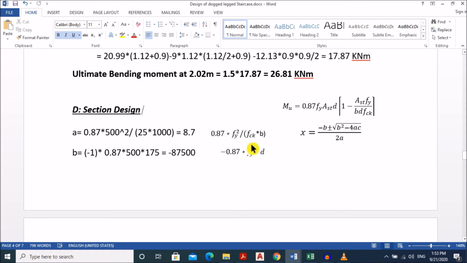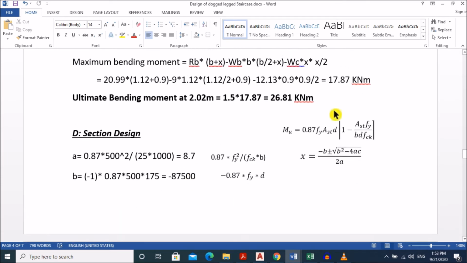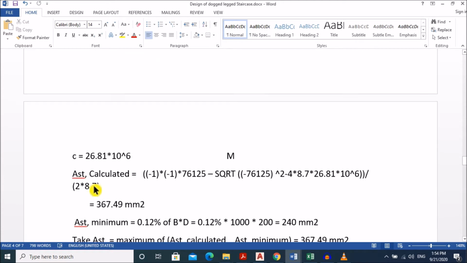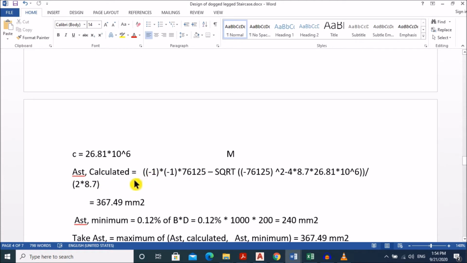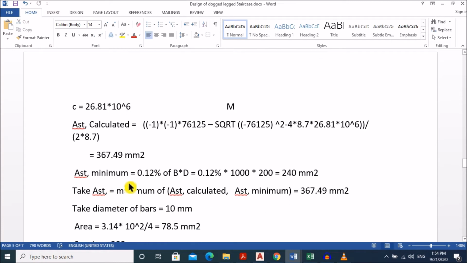0.87 Fy square divided by fck B. This is the formula for an under reinforced section. If we calculate the area of steel from these equations, it will be in quadratic form. So in order to solve the quadratic equation, we have the general equation. This is the value of A, B and C, which is generated from these equations. After calculating, we get Ast equal to 367.49 mm square.